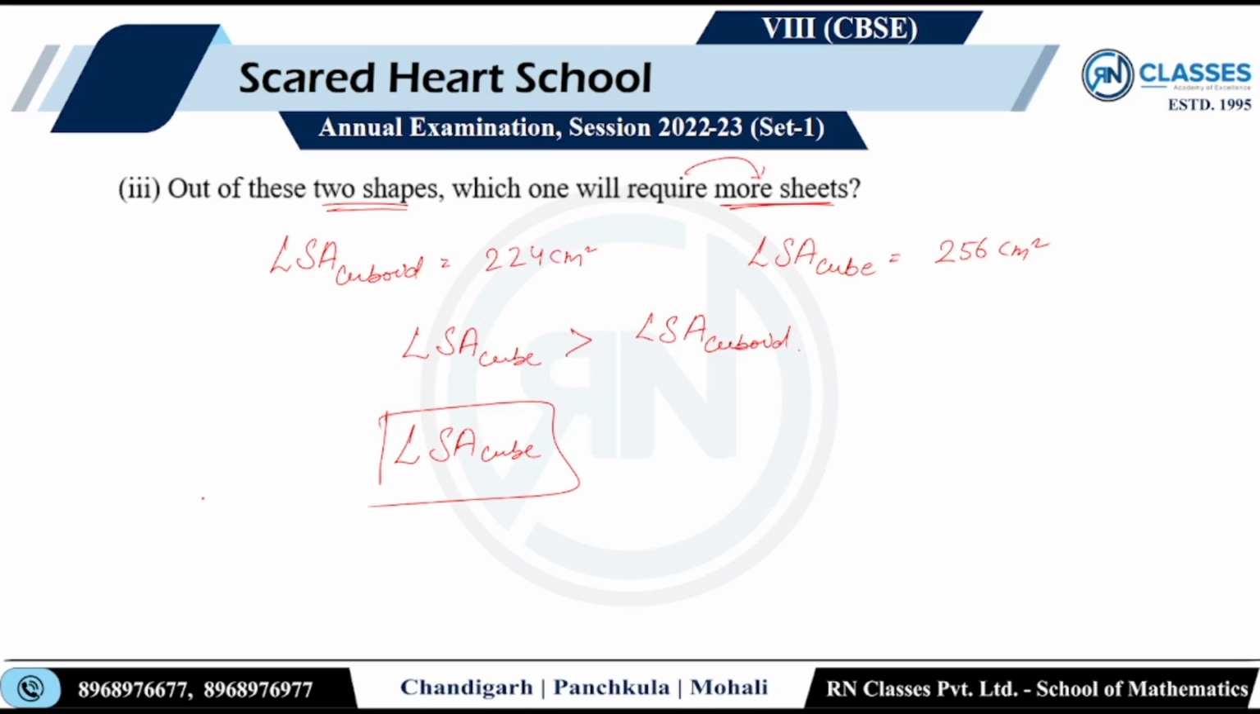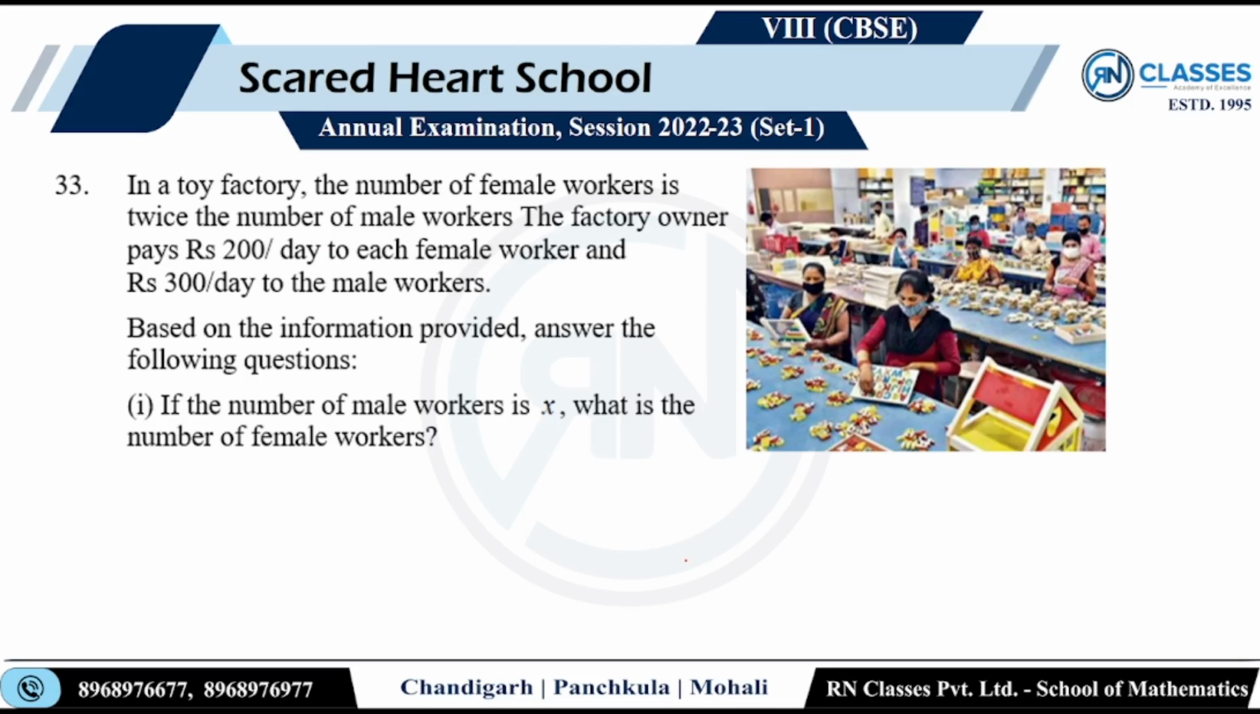That's it. Next one. In a toy factory, the number of female workers is twice the number of male workers. Female workers जो हैं वो twice होंगी number of male. The factory owner pays 200 rupees per day for each female and 300 rupees per day for each male worker. If the number of male workers is x, what is the number of female workers?